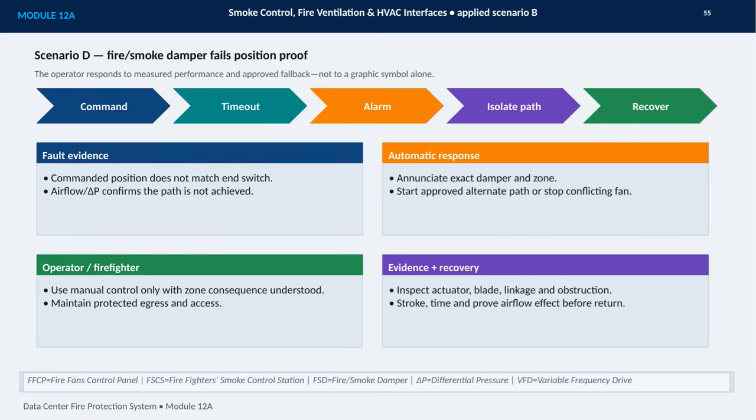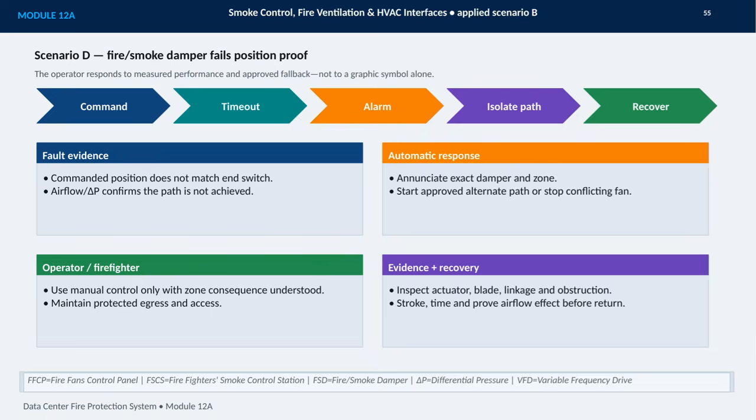This scenario addresses a fire or smoke damper that fails its position proof. The key point is that I do not treat the graphic symbol on a control screen as proof that the damper is where it should be. I respond to measured performance and to the approved fallback procedure.